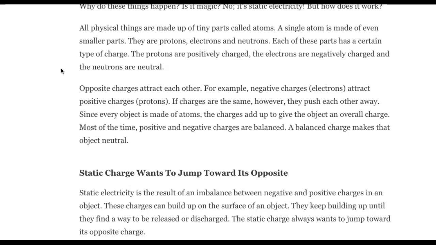Since every object is made of atoms, the charges add up to give the object an overall charge. Most of the time, positive and negative charges are balanced. A balanced charge makes that object neutral. So if there's the same number of protons and the same number of electrons, it's called a balanced charge, or neutral.